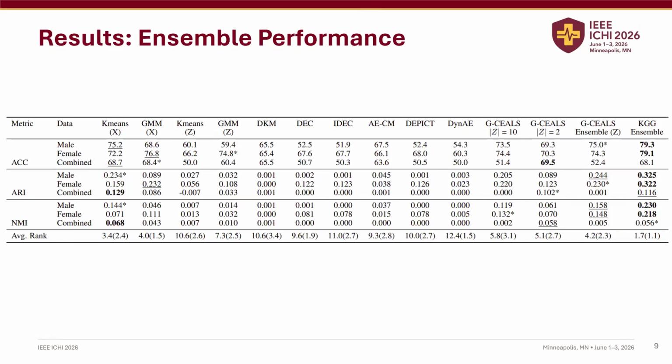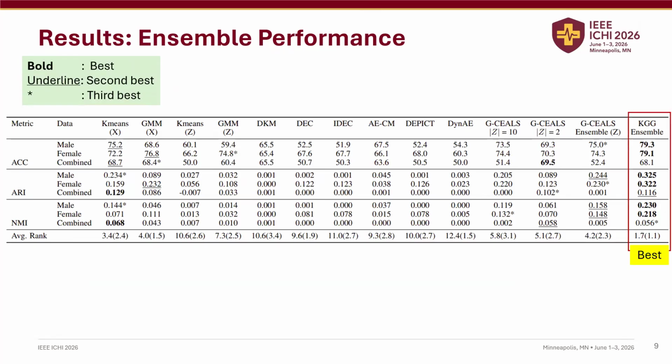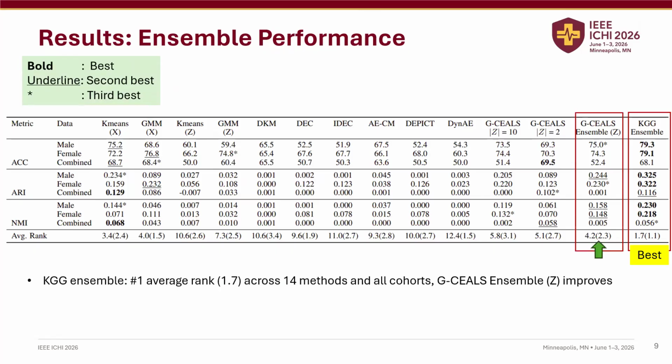Now let's see the performance of our proposed method. The bold means the best performance, underline is the second, and the star means the third. First, let's see our proposed KGG ensemble method. The average rank of this model achieves the best. And second, compared with the G-cells of a single latent dimension, for the G-cells latent dimension ensemble, the average rank increases.